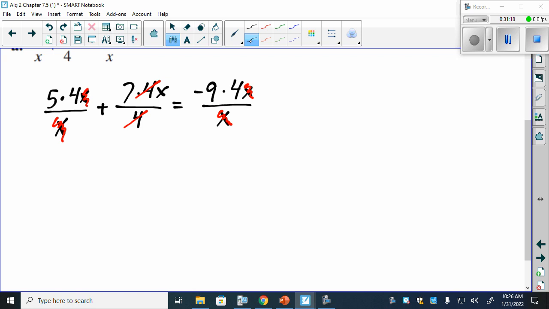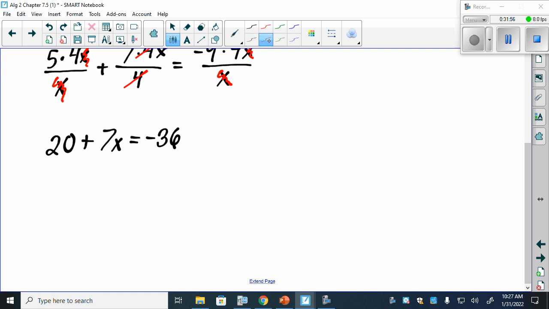Now let's see what that leaves us with. So the first rational expression, we're left with 5 times 4 in the numerator, plus 7x is equal to negative 36, because the x's would have canceled. And that's it. After we do that multiplication of 4x, all the denominators are gone, and we're left with 20 plus 7x is equal to negative 36.